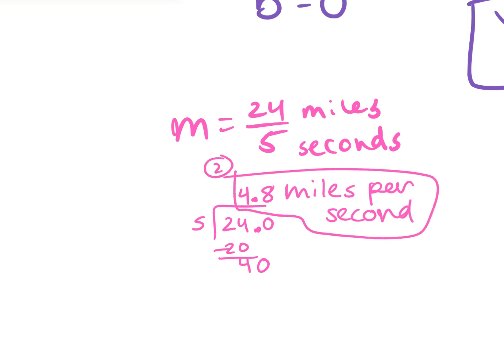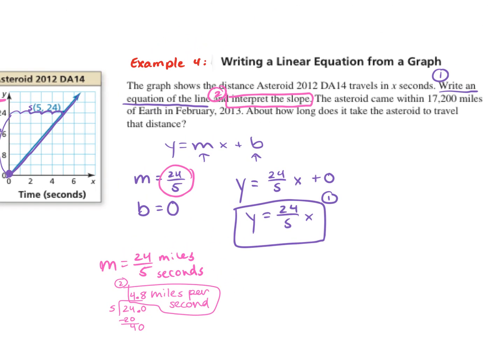This is the answer to the second part of the question. When you interpret the slope, if your slope's a fraction, you just need to divide to figure out what the exact unit is. Okay, third part to this question. Oh, first part of it says the asteroid came within 17,200 miles of Earth in February 2013. About how long does it take the asteroid to travel that distance? So the distance that we're looking at is 17,200 miles.